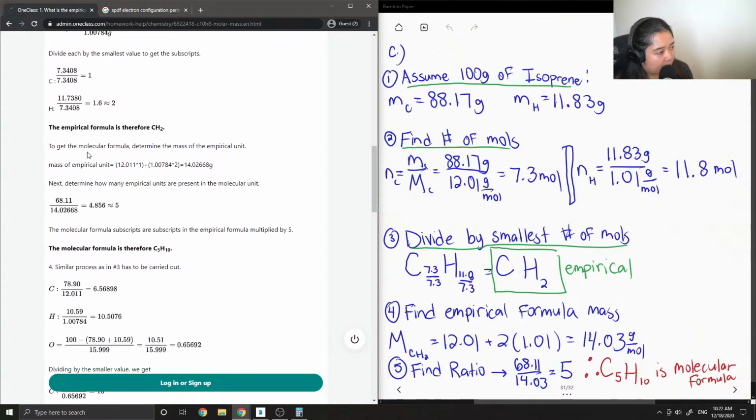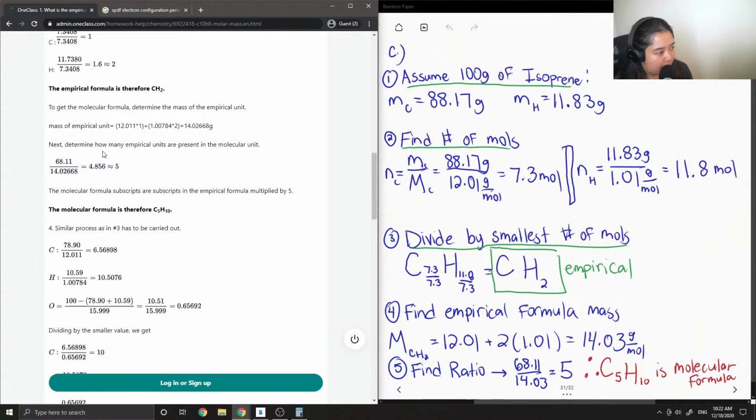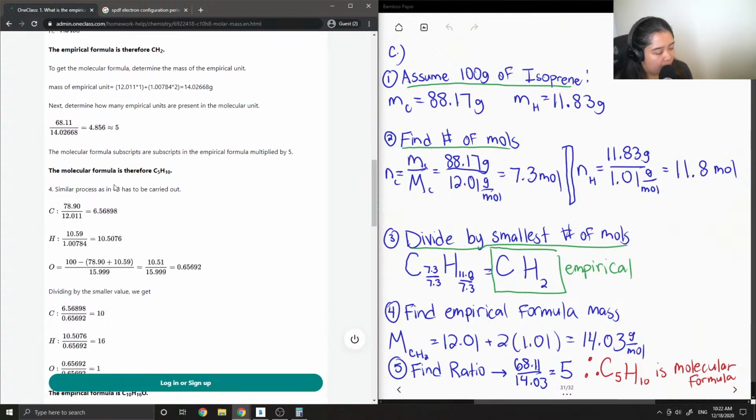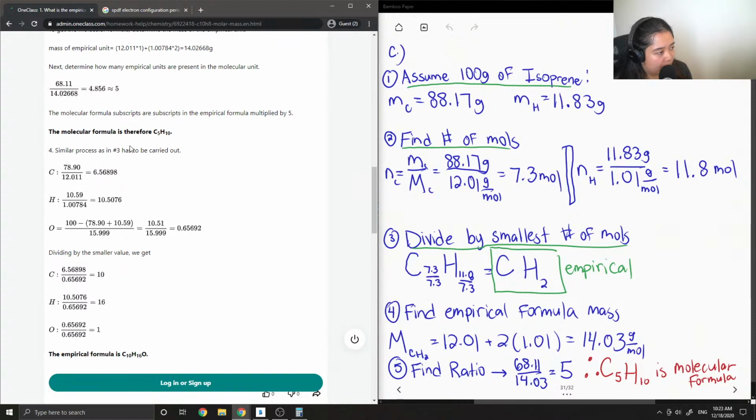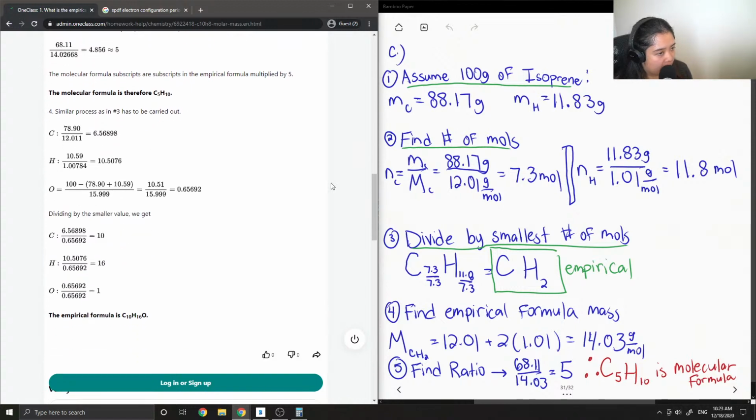To get the molecular formula, determine the mass of the empirical unit. So it was 14.03. Next, determine how many empirical units are present in the molecular unit. So again, they got around 4.856, but then they rounded it to 5. And they found their molecular formula to be C5H10.